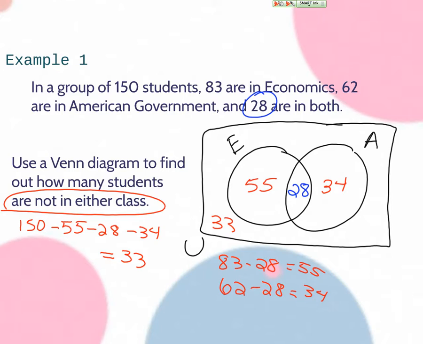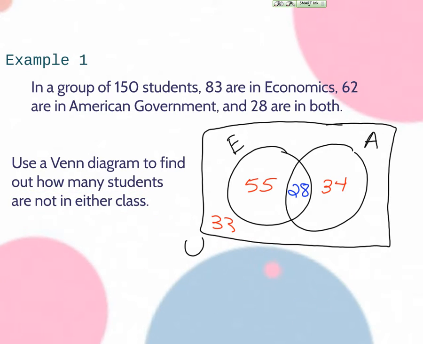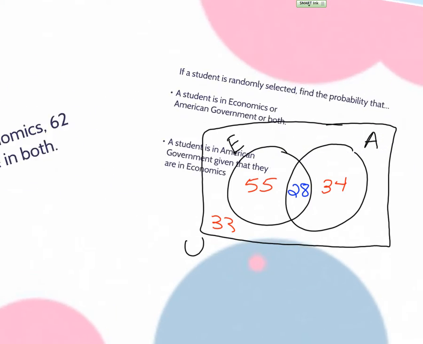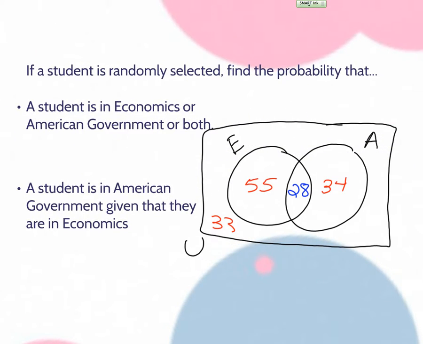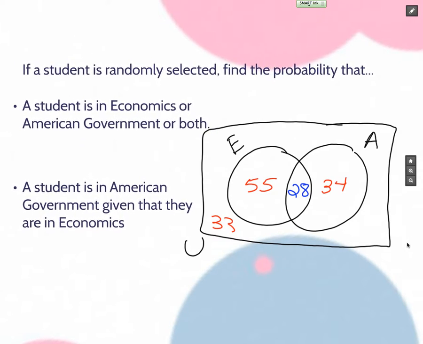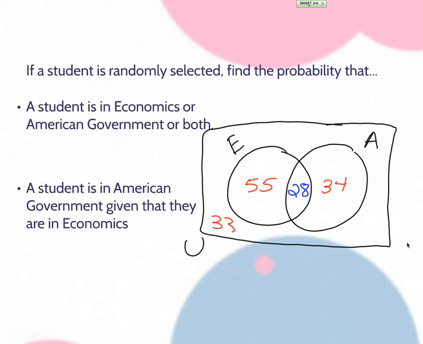So we're going to use the Venn diagram to find two probabilities, and we can do it sort of by hand, or we can do it using the formulas. Are there any questions about how we got any of this? Okay. So what if a student is randomly selected, find the probability that the student is in econ or government or both.